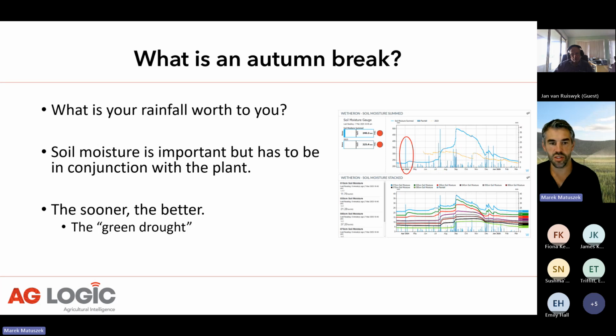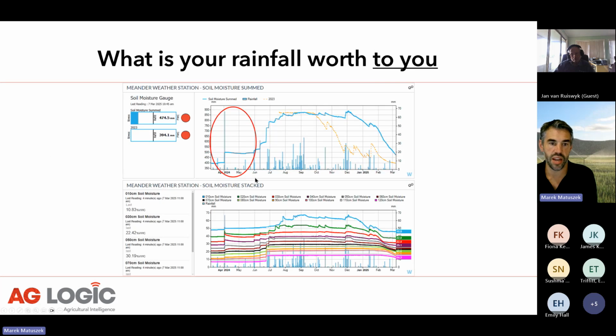Seeing changes such as your green tinge, yes, the paddock might look a bit nicer, your lawn might look a bit nicer, but is it a green drought situation? All right. If it happens too late, all you get is that green tinge, but it's actually not feed value to you. So understanding that.